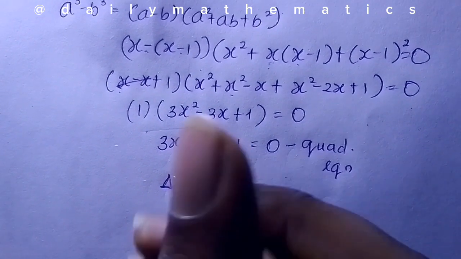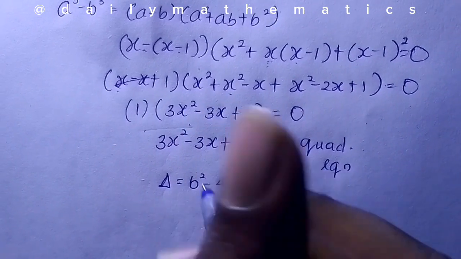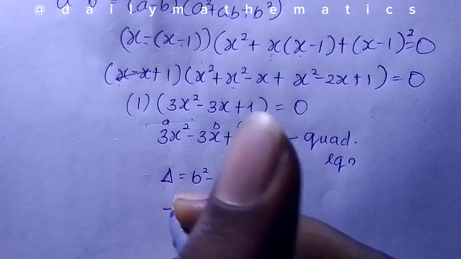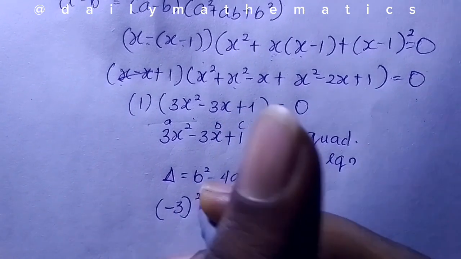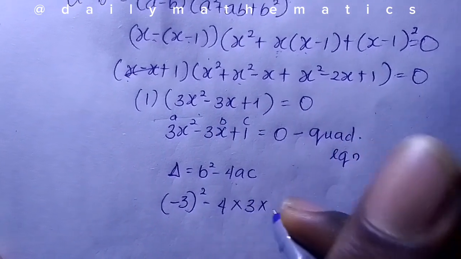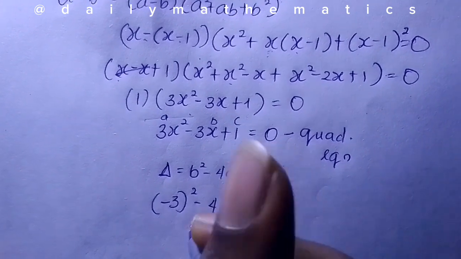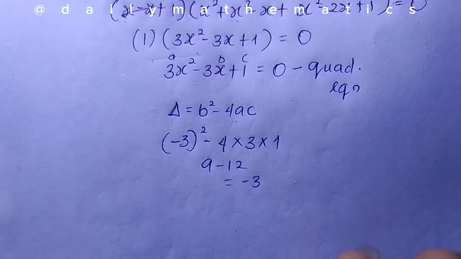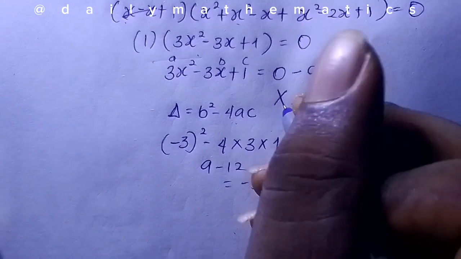So from here we have this is a, b, c, right? So b squared is minus 3 squared, right? You can remember now. 4 times a is 3, c is 1. So when you do it, it gives us 9 minus 12, which gives us minus 3, right? So we said it's a negative number and we are not using it.